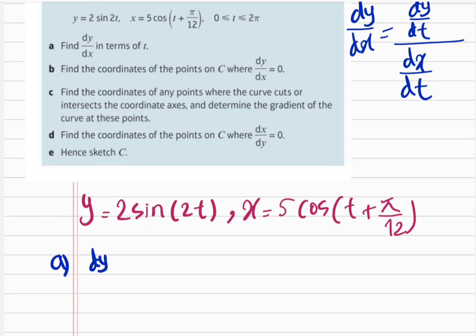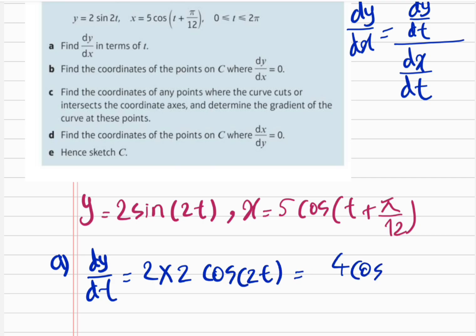So for dy by dt, we differentiate 2 sine 2t. First of all, 2t differentiates to 2, that 2 comes out, and we are going to have 2 times this 2 that is there. And then sine itself differentiates to cos, so it's going to be cos 2t. And it's going to be 4 cos 2t.